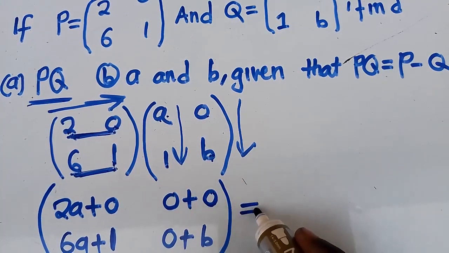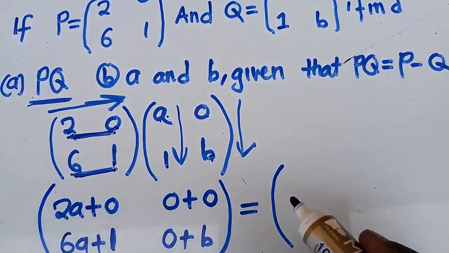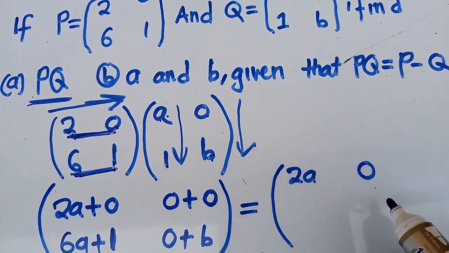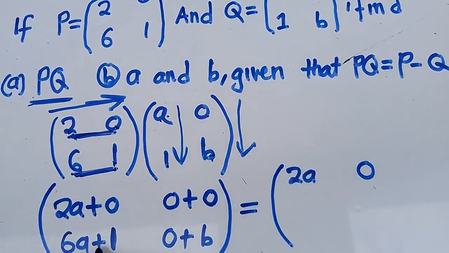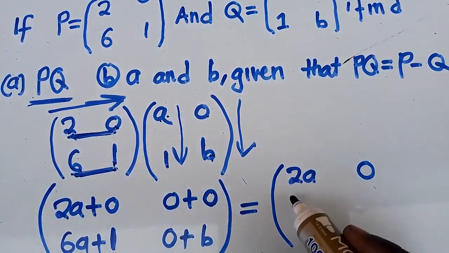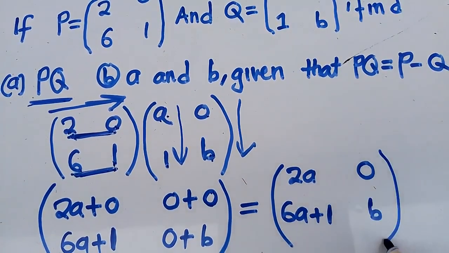So finally, you are going to have this matrix, which is what? What is 2A plus 0? It is 2A. What is 0 plus 0? It is 0. What is 6A plus 1? This is now where some of us were facing some challenges. You can't add these two because these are unlike terms. So just bring it the way it is. 6A plus 1. Then 0 plus B, it is B. This is how the answer was supposed to come out.